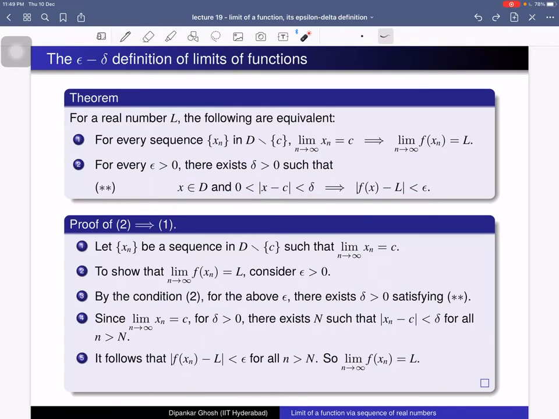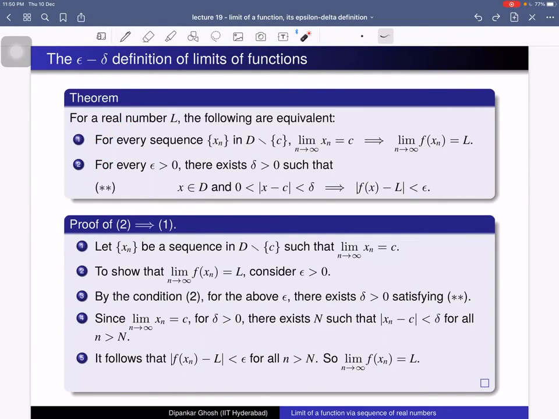So the distance between f of xn and L should be less than epsilon for all natural numbers beyond this big N. Ultimately we are proving that for this epsilon there exists a natural number, so that beyond that natural number the distance between f of xn and L is less than epsilon. So we are proving that L satisfies the epsilon-N condition for this sequence. Thus the limit as n tends to infinity of f of xn is L. So assuming condition 2, we are proving condition 1.